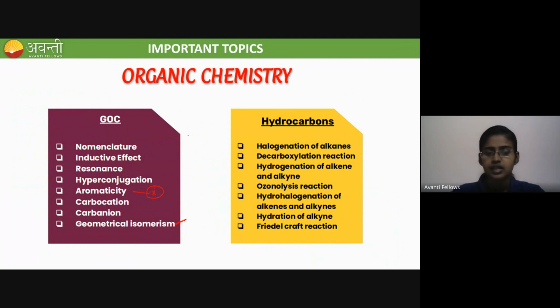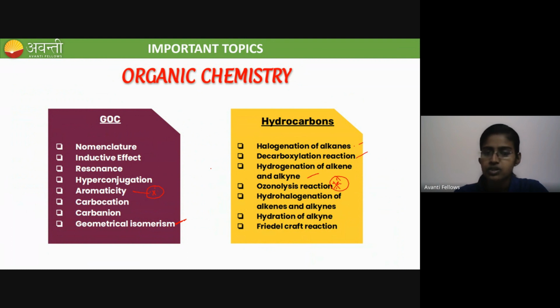First is halogenation of alkane, reaction with halogen, which will come in the chemical property, so study that. Decarboxylation will come in your preparation of alkanes. Removal of CO2 from Na2CO3 salt is decarboxylation. And hydrogenation of alkene: addition of hydrogen to a double bond or triple bond. That is very easy. And ozonolysis is important. Reaction with O3 in presence of zinc and H2O is ozonolysis.